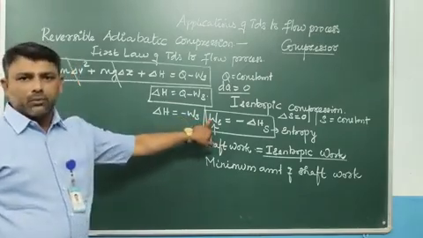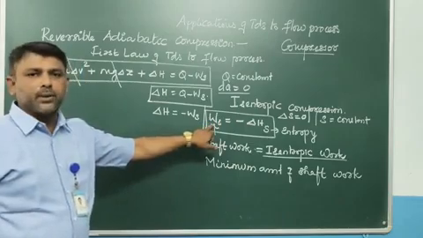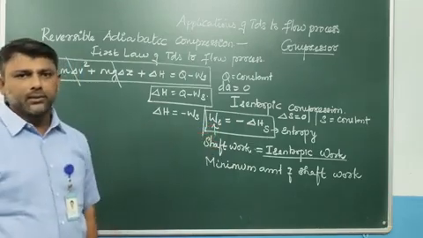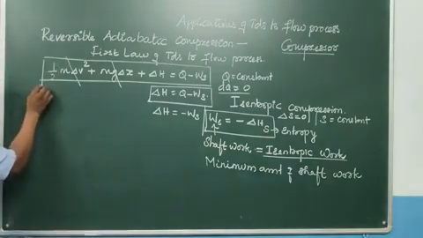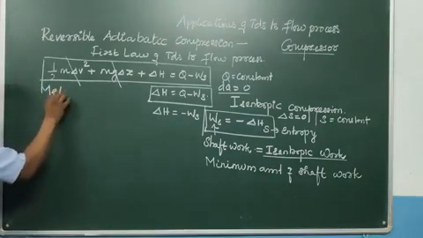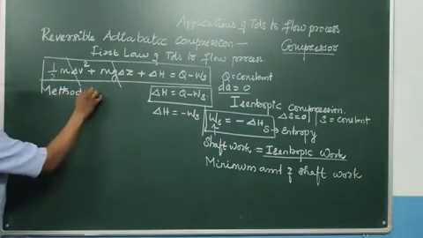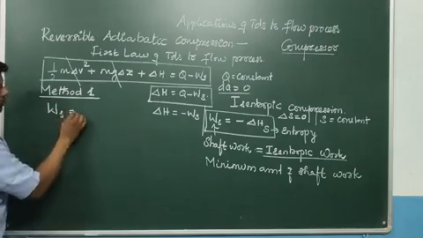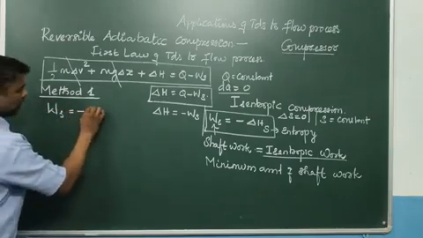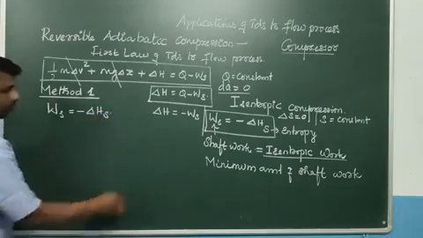What next? Estimation of this shaft work. The shaft work estimation has three different ways. First method, Method 1. What is the base equation? Shaft work Ws is equal to minus del Hs.